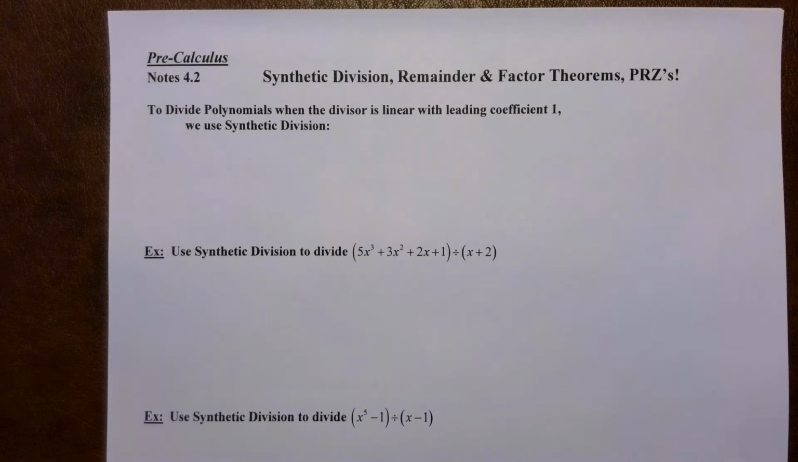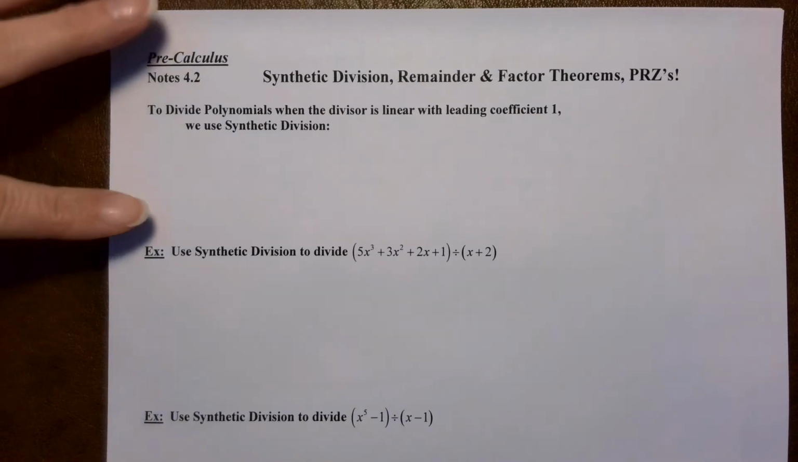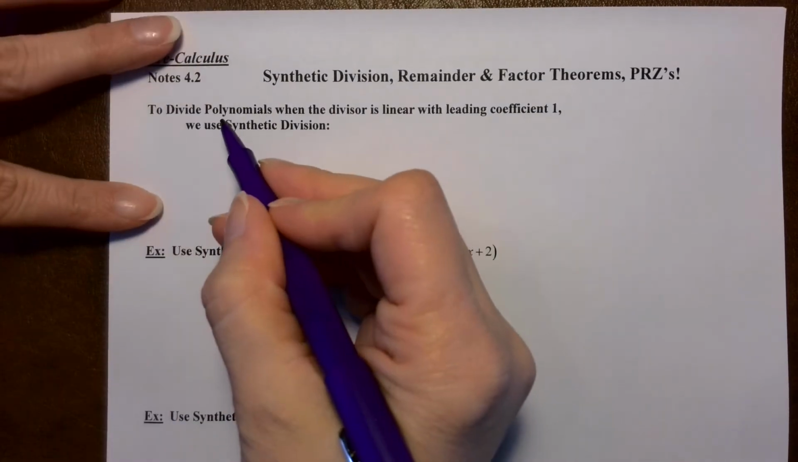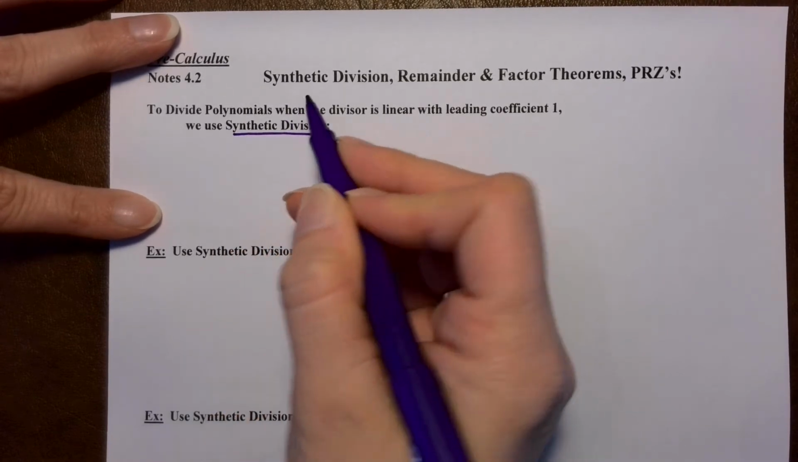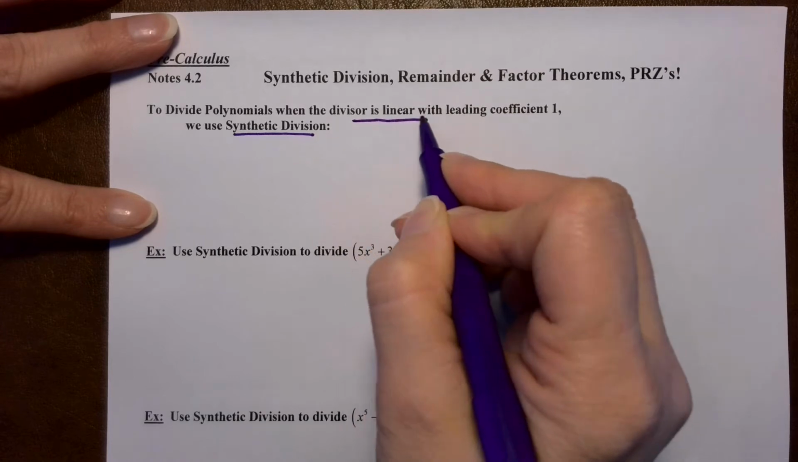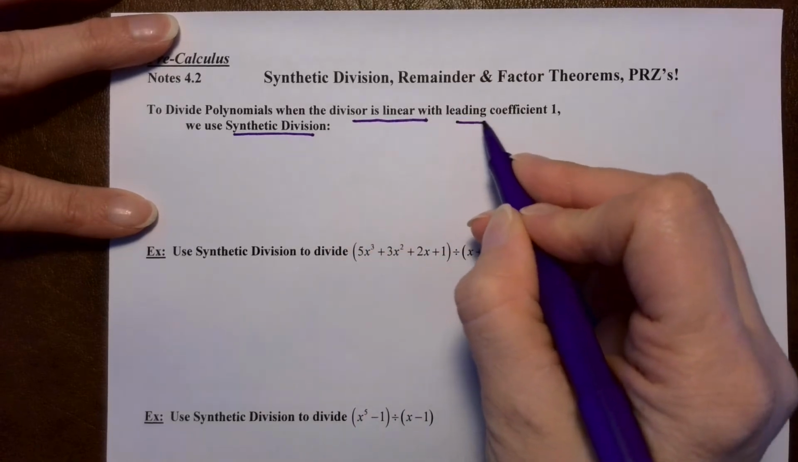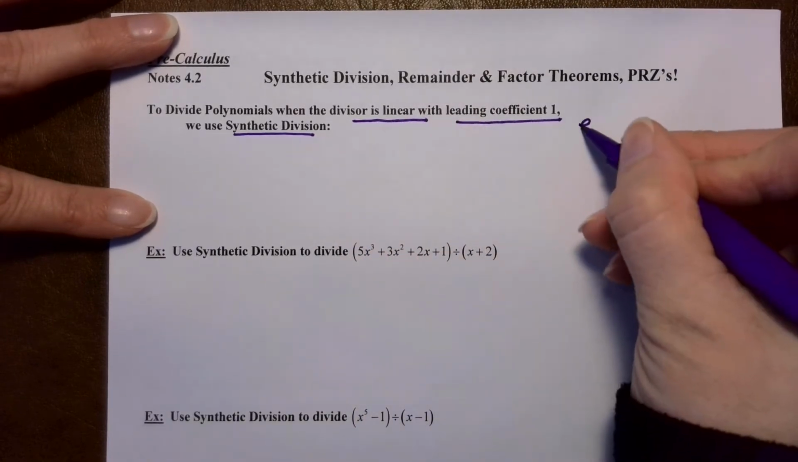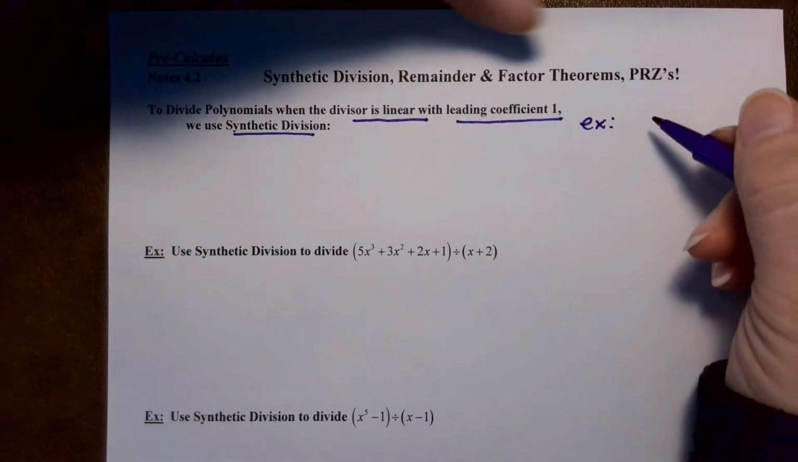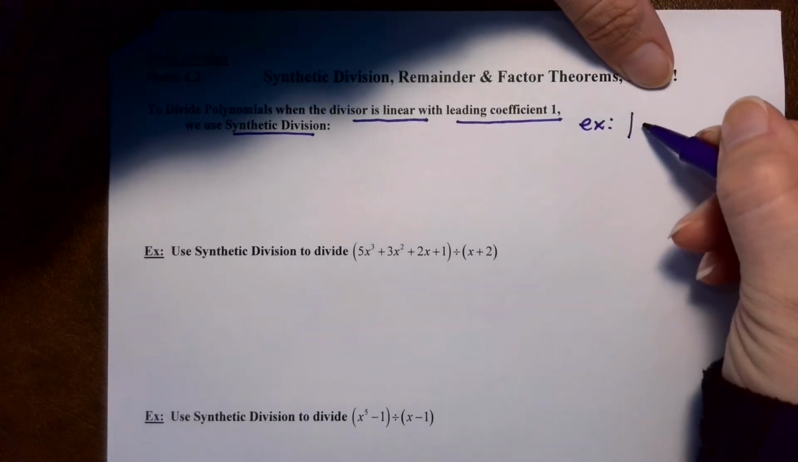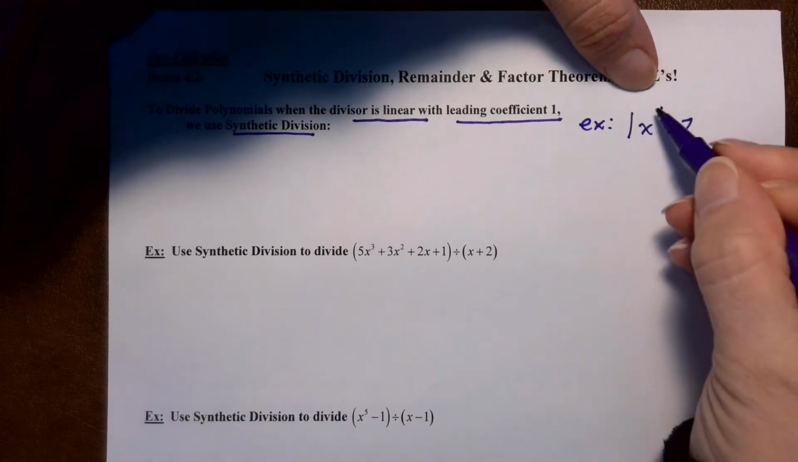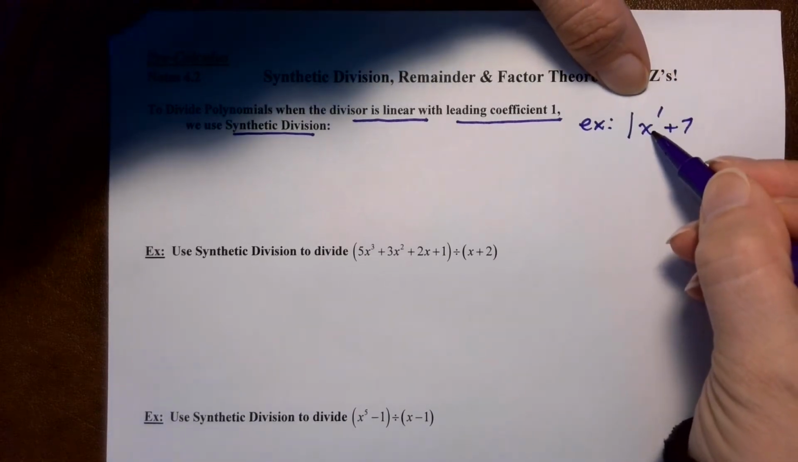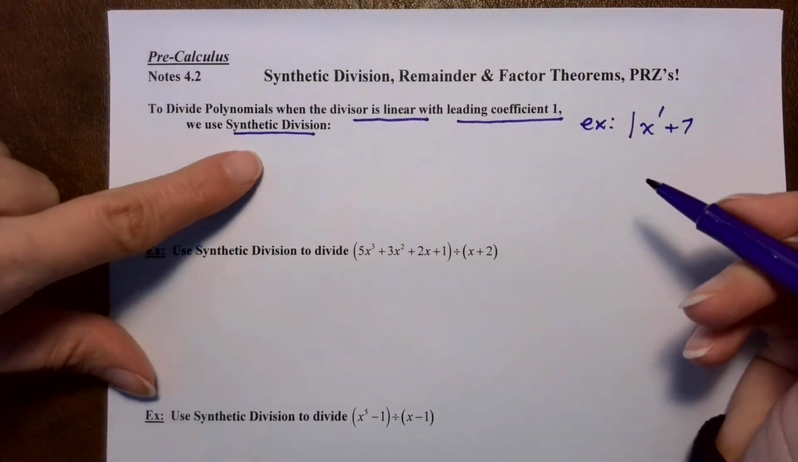In pre-calculus, let's take a look at a lesson using synthetic division and zeros. We can divide polynomials using synthetic division when the divisor is linear with a leading coefficient of 1. For example, if we're dividing by something like 1x to the first plus 7, a linear with a 1 out in front, we can do synthetic division.